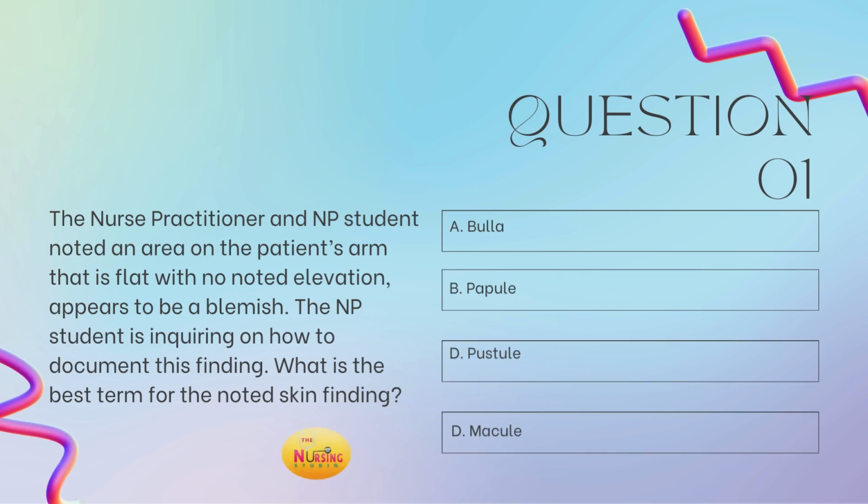All right, you guys. Question number one for today states the nurse practitioner and NP student noted an area on the patient's arm that is flat with no noted elevation and appears to be a blemish. The NP student is inquiring on how to document this finding. What is the best term for the noted skin finding? Is it A, bulla, B, papule, C, pustule, or D, macule? Take a moment and tell me what you got in the comments.